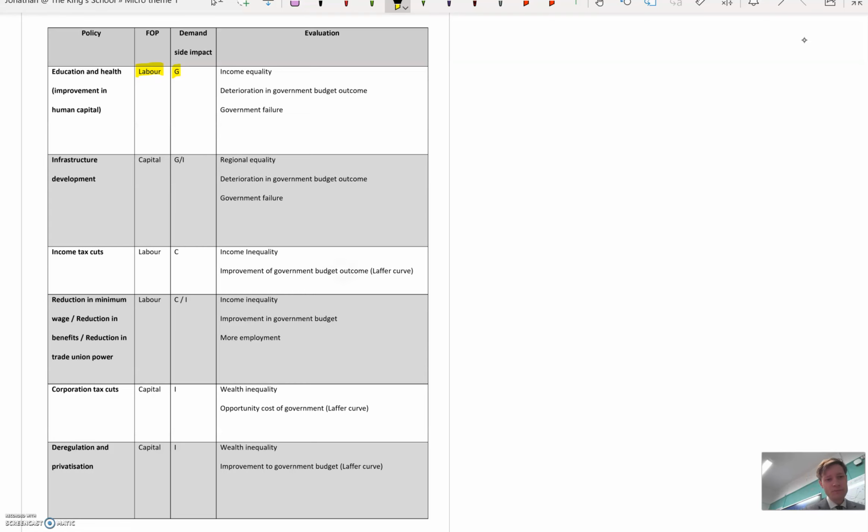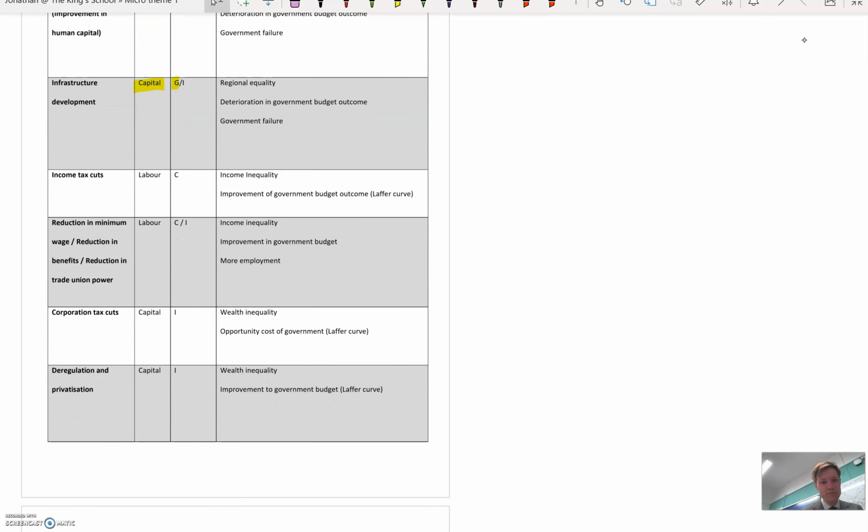Infrastructure development. Many of us forget that infrastructure is capital essential for economic activity. And so it is capital, the roads and the fibre optic broadband lines and things like that, they are all capital, but they also are generally government expenditures, generally funded by the government, sometimes by firms, but generally by the government, and that's going to shift AD.